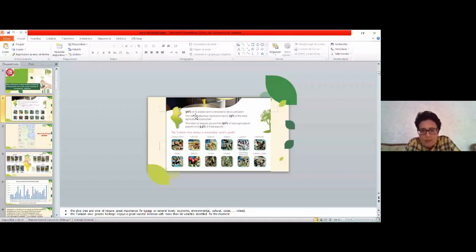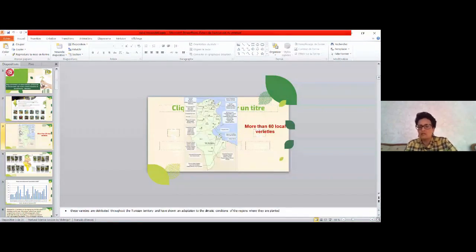30% of its arable land is devoted to olive cultivation. Olive cultivation represents nearly 50% of the total agricultural production. Olive oil exports account for 50% of total agricultural exports and 5.5% of total exports. Then we have more than 60 local varieties in our country, but the most important varieties are 6 or 7.